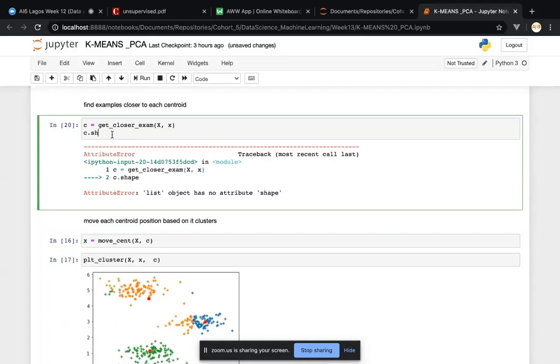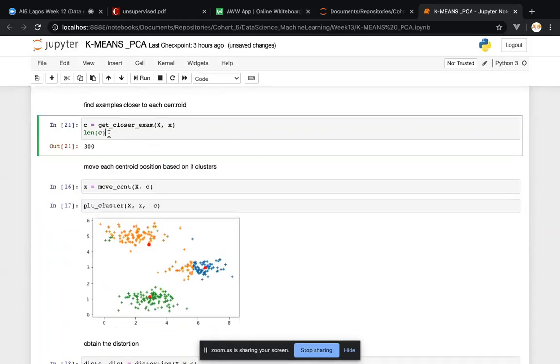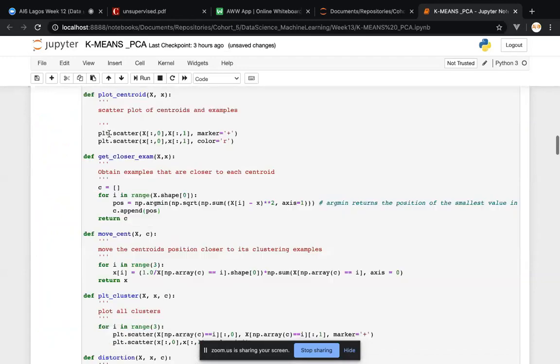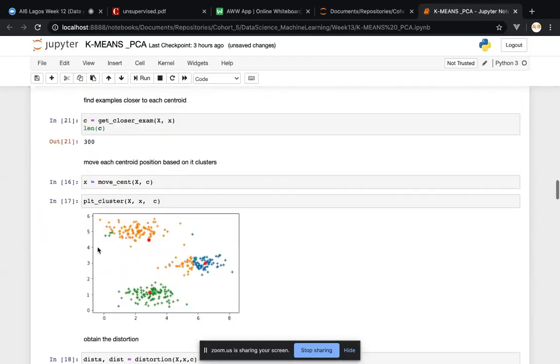There's no shape, it's not numpy. Let's do length of this. So it is 300. So it's for the 300 training examples that we have here, right? So it's for the 300 training examples.